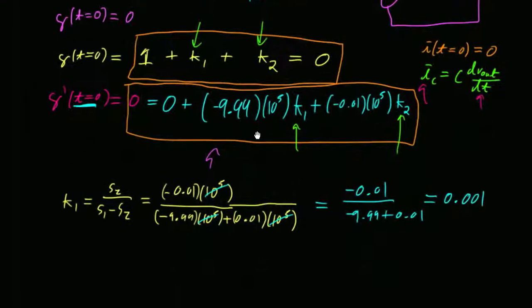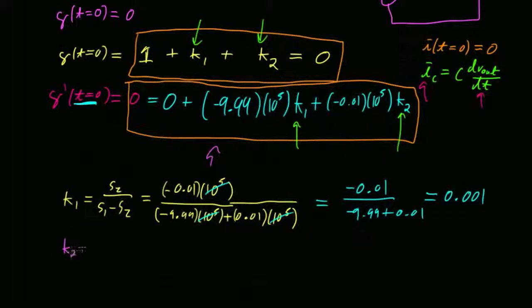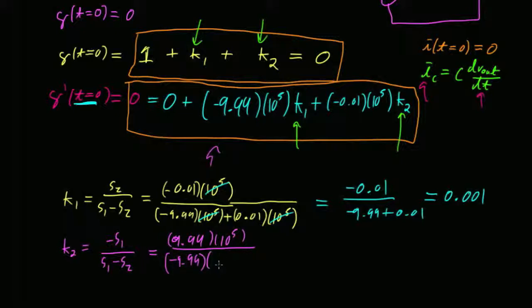Okay. And K2 is going to equal minus S1 over S1 minus S2. So that's going to be minus S1. So it's going to be 9.99 times 10 to the 5th over minus 9.99 plus 0.01. I'm guessing that equals, I have no idea what that equals.